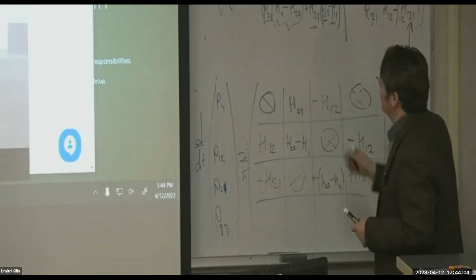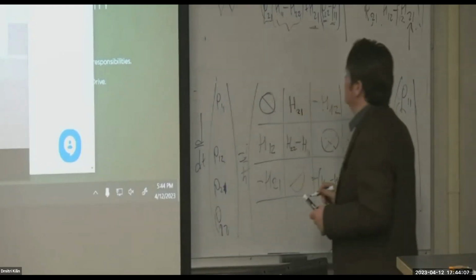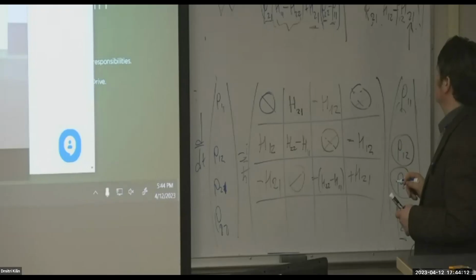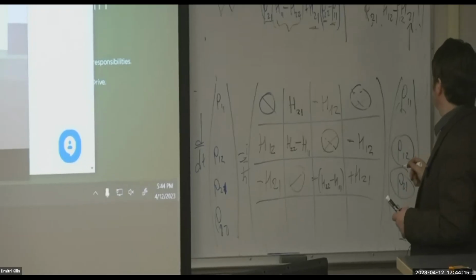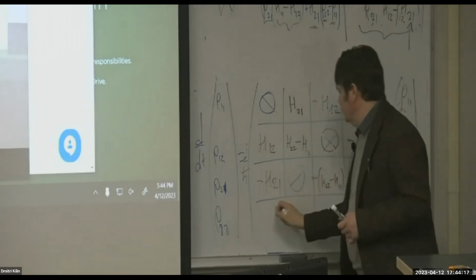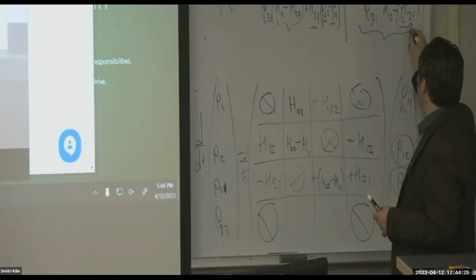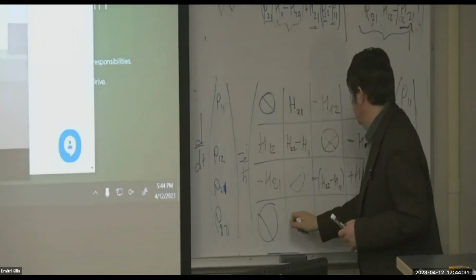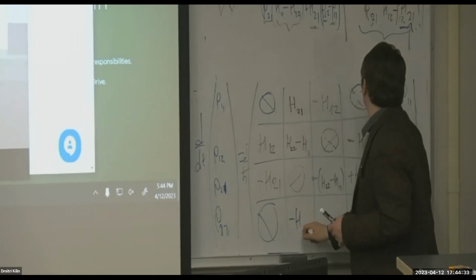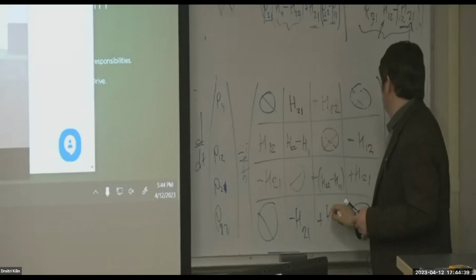How does the time derivative of the excited state population depend on other elements? So it is not contributed by itself or another population. It does depend on coherency 12 with minus H12, and it does depend on the coherency 21 with plus H12.